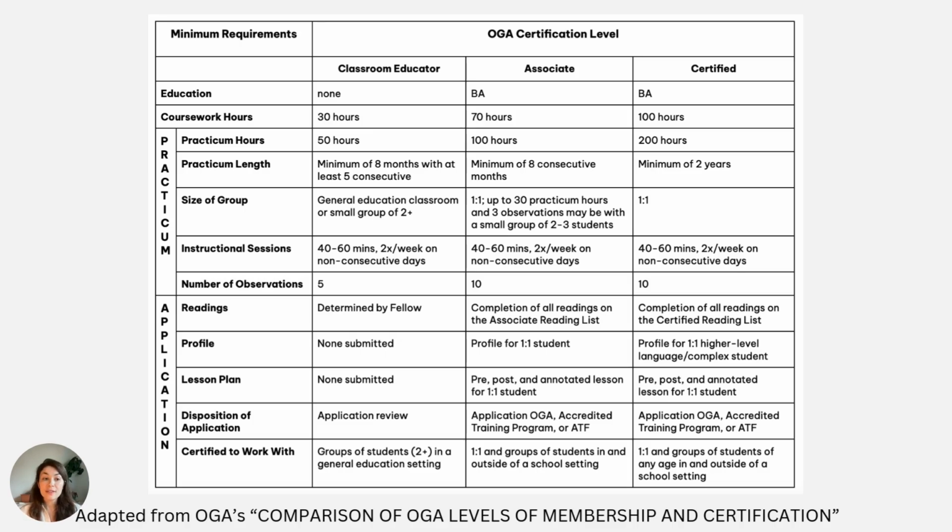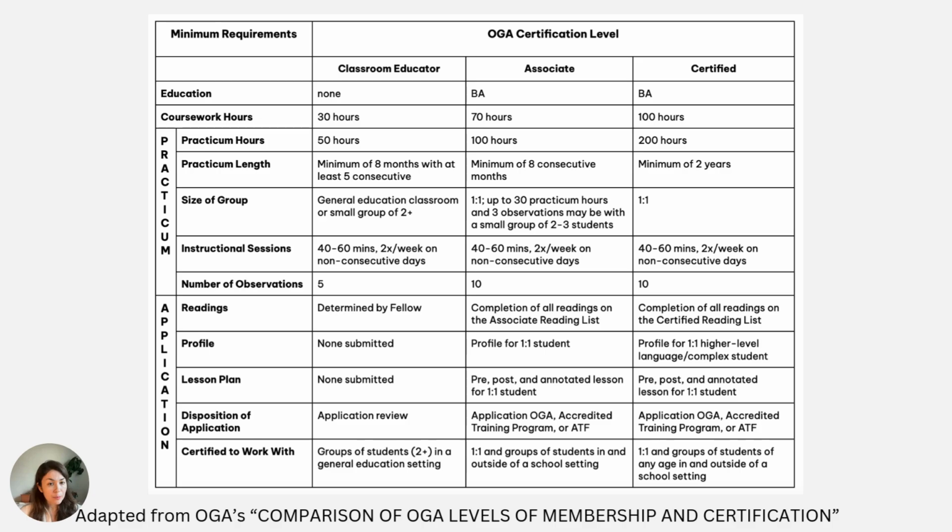The sessions, just like at the classroom educator level, are 40 to 60 minutes, at least twice a week on non-consecutive days. I should also mention that if, for example, especially in a school setting, you might have 30-minute reading blocks 4 or 5 times a week with your students. If that's the case, you can break a lesson up over 2 days, so you end up with a complete 60-minute lesson. It's okay if those happen over 2 days.